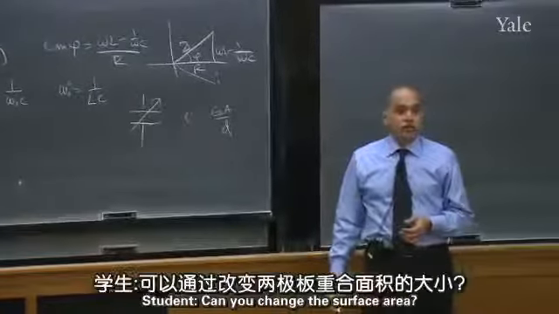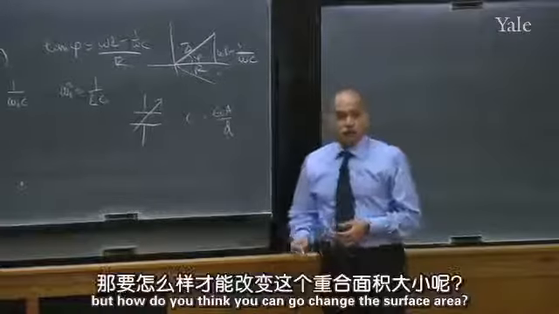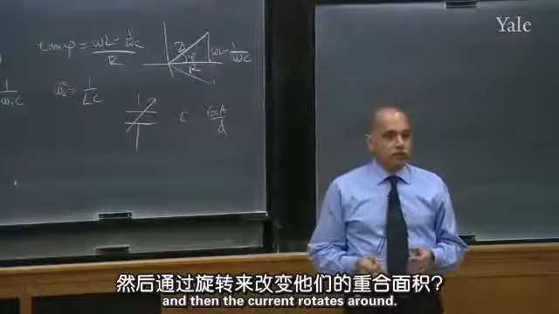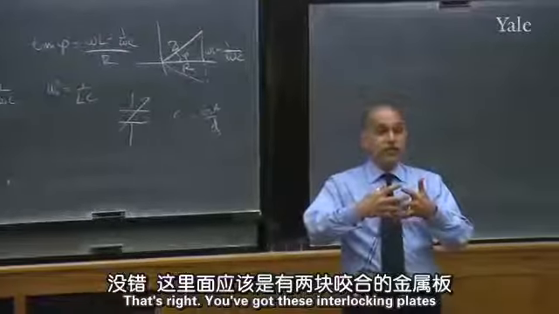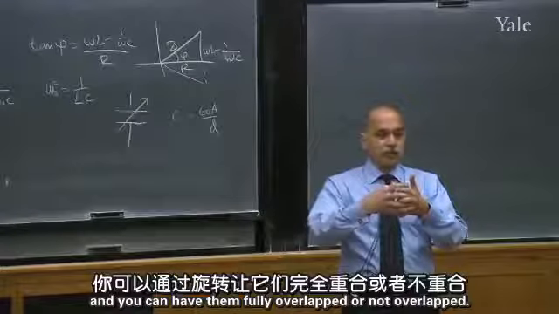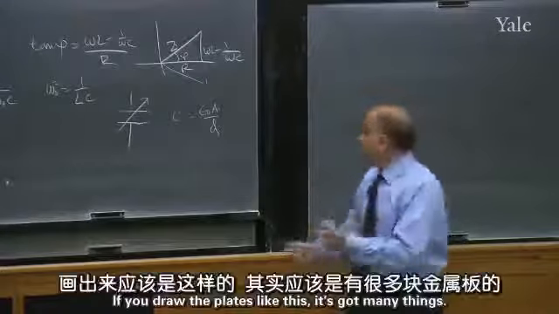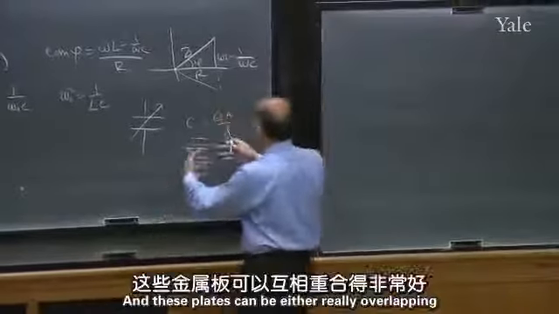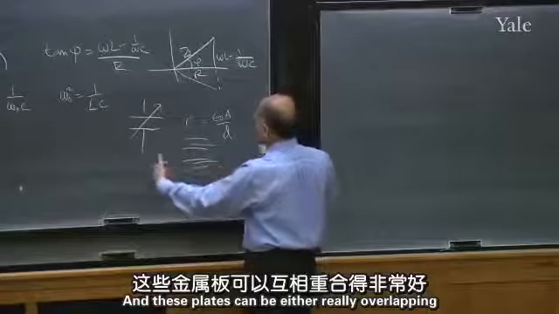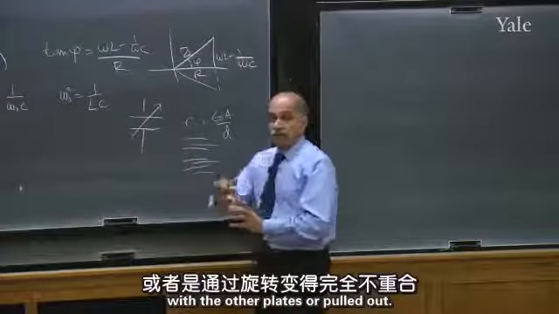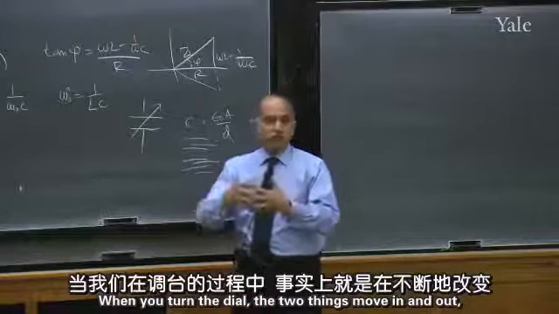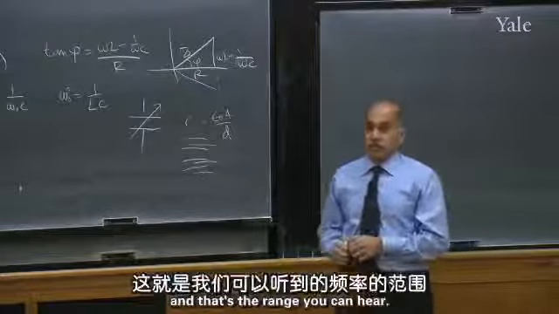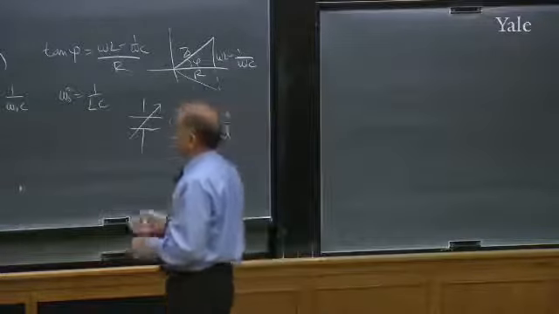Yep. Change the surface area? You can change the surface area, but how do you think you can go change the surface area? Two half circles, and then when it rotates around. That's right. You got these interlocking plates, and you can have them fully overlapped or not overlapped. If you draw the plates like this, it's got many things, and these plates can be either really overlapping with the other plates or pulled out. When you turn the dial, the two things move in and out, and that varies the capacitance. That'll give you a range of frequencies, and that's the range you can hear. Okay, so that's one thing.